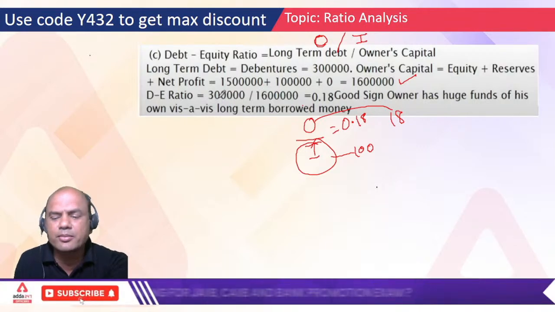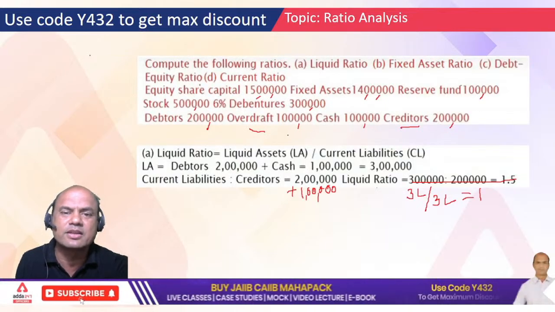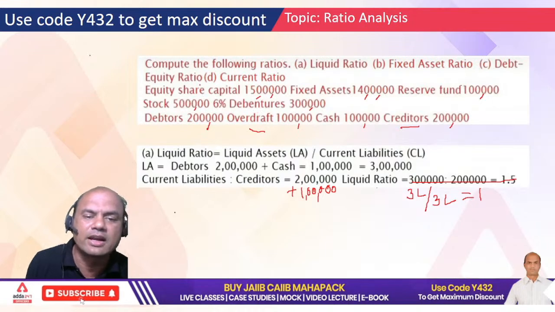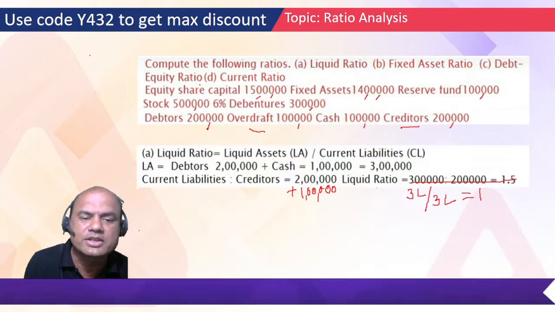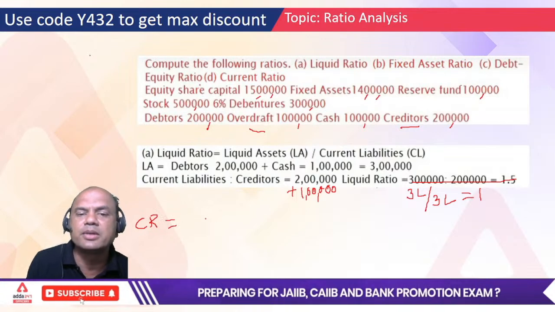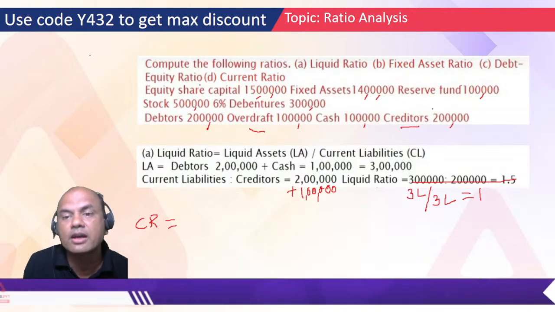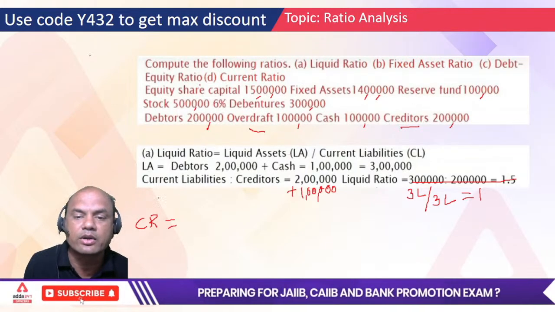Now the last part remaining is the current ratio, which is not solved. Current ratio is very simple. What is the formula for current ratio? I'll write it over here itself. Current ratio, CR, equals current asset upon current liabilities. What are the current assets? Let's find out. Whatever are the liquid assets will come in the current assets also. I'll start writing 2 lakhs, from below.